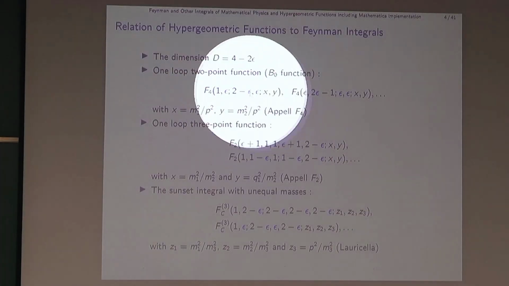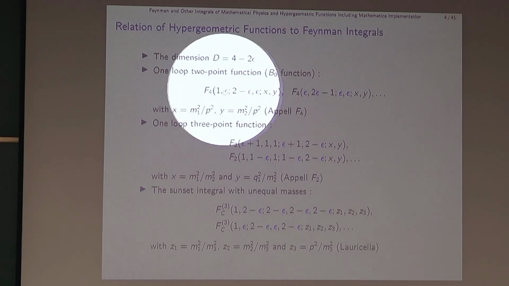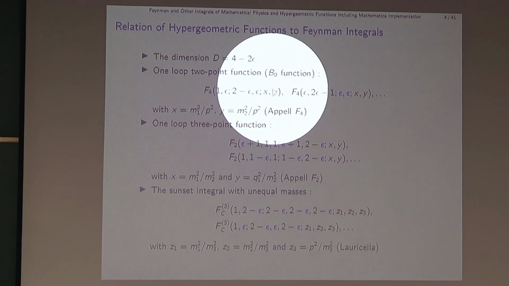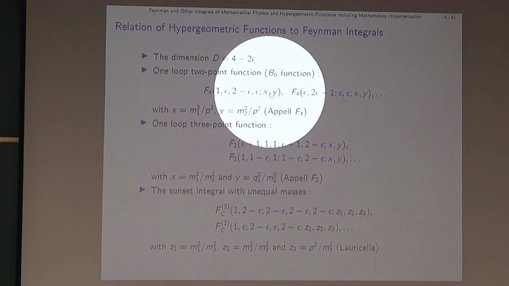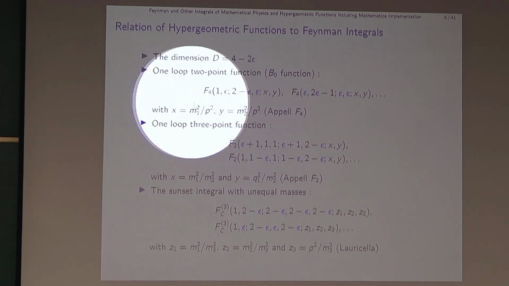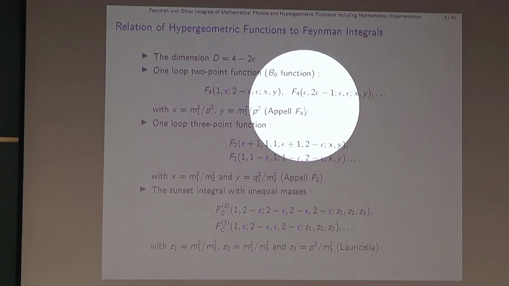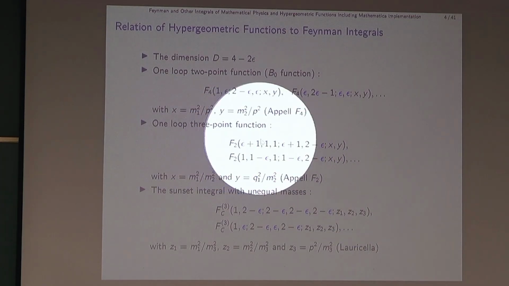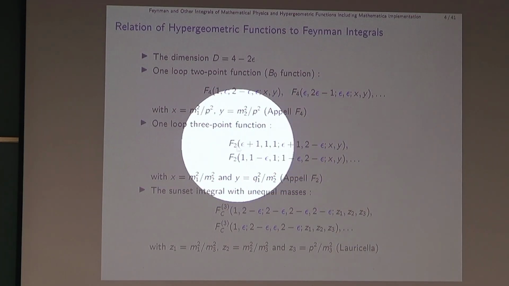And I'd just like you to note that the epsilon is sitting in the parameters over here, whereas the variables are always x and y, which are the kinematic variables of the problem, such as ratios of masses, momenta, etc. And then it goes on like this. Then the 3-point function is expressed in terms of the Appell function F2.